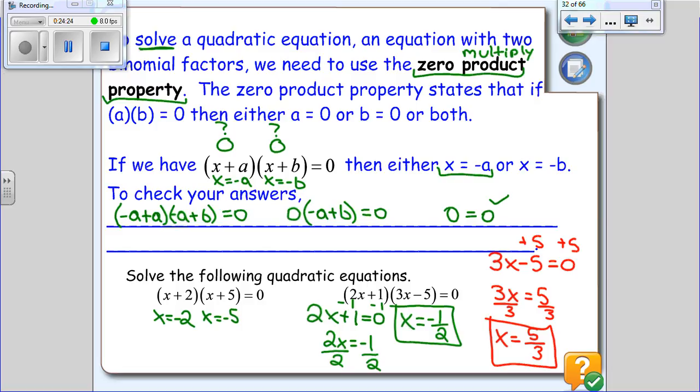Any questions about where those are coming from? All right. Now, we're going to step it up a little bit. So we're going to start solving some quadratic equations.